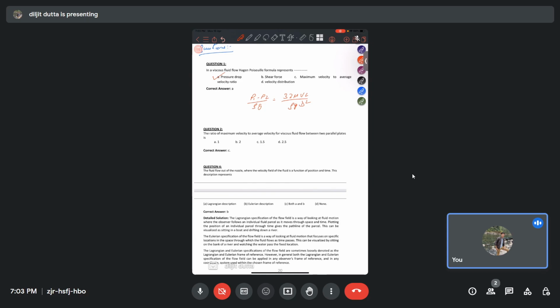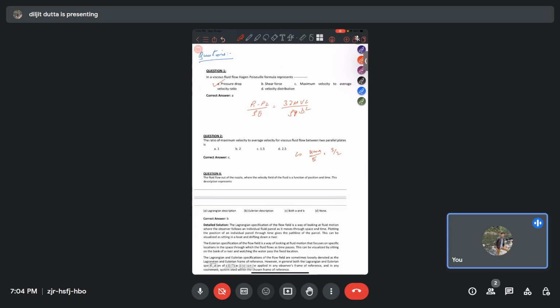The second question is the ratio of maximum velocity to average velocity of a viscous fluid flow between parallel plates. This is given by u max by u bar equal to 3 by 2. I have derived this in one of my previous lectures while studying laminar flow. You can go through that and you will see the derivation.